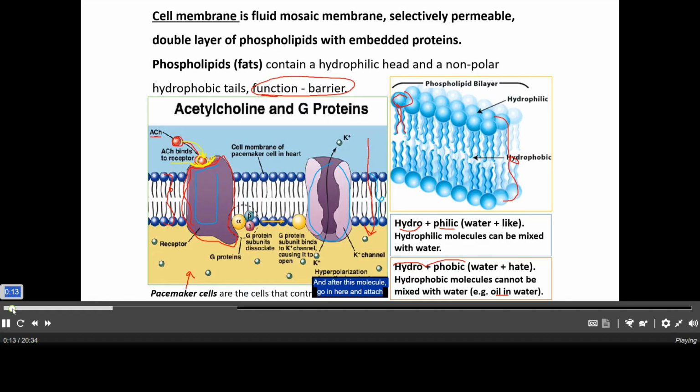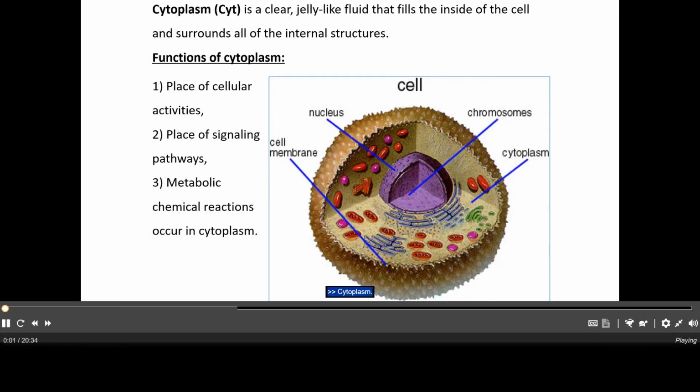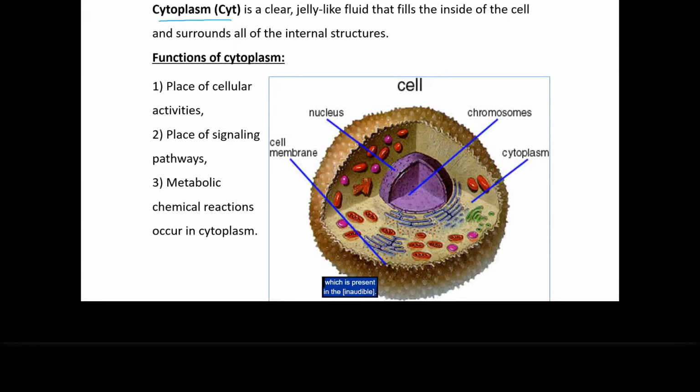Go in here and attach cytoplasm. So cytoplasm is a cellular organelle, which is present in both prokaryotic and eukaryotic cells, animal, bacteria. All cells have cytoplasm, doesn't matter what type of cells.